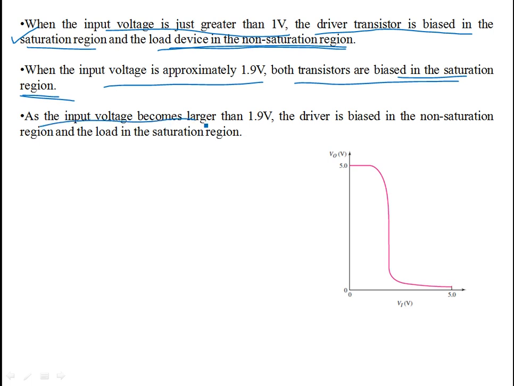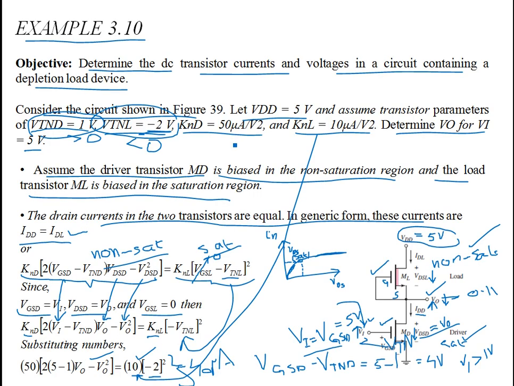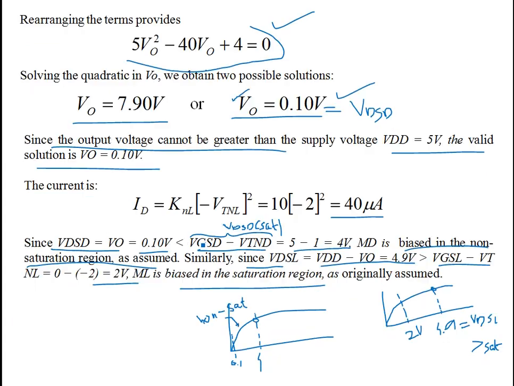But as the input voltage becomes much larger than 1.9 volts, close to 5 volts, then as you've seen in the example, the driver is biased in non-sat, and the load is in the saturation region. Over here, Vi equal to 5 volts, your driver transistor is non-sat, and your load transistor is in saturation region. So then it's the other way around.